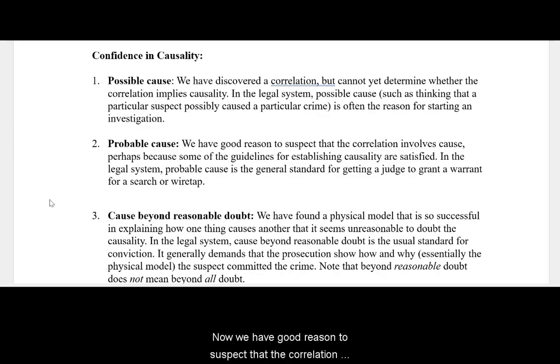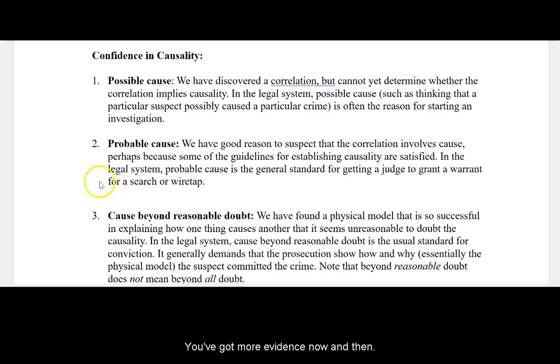2, probable cause. Now we have good reason to suspect that the correlation involves cause, perhaps because some of the guidelines for establishing causality have been satisfied. So those guidelines we went through, maybe it met many of those guidelines. In the legal system, probable cause is the general standard for getting a judge to grant a warrant for a search or wiretap. So there is a difference between possible cause and probable cause. Probable, you've got more evidence now.